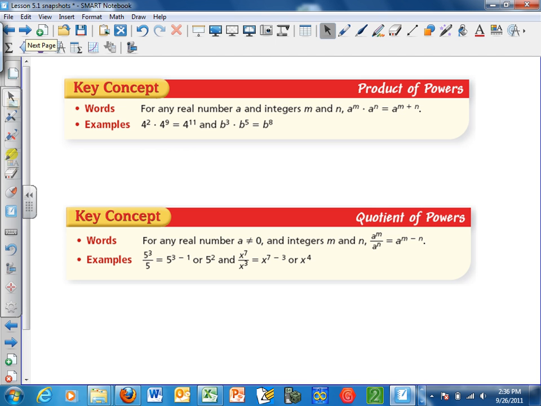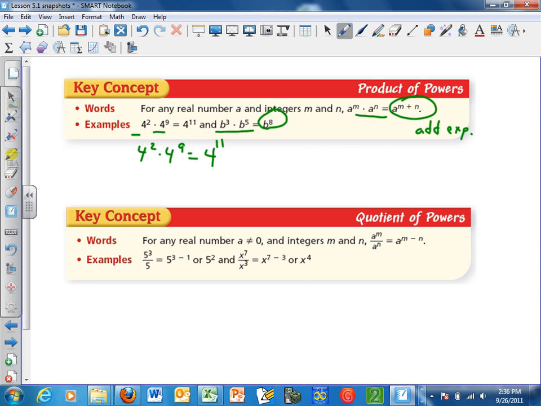This is a review of the product rule, which we really used on the last problem. But basically it says when I multiply like bases, I add exponents. So whether the base is a number, like 4 squared times 4 to the ninth, the base stays a 4. You do not multiply 4 times 4. You add the exponents, so it'll be 4 to the 11th. When you're multiplying b to the third times b to the fifth, the base stays a b, and it becomes b to the eighth.